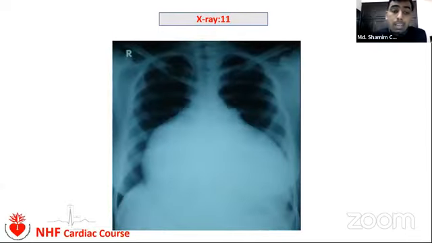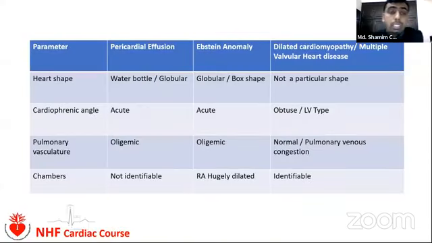Now, this is a similar X-ray with oligemic lung field, clear margins, cardiomegaly, and a globular or box-shaped heart. The probability is Ebstein anomaly or pericardial effusion, with least possibility of multiple valvular heart disease or cardiomyopathy. Now, how can we differentiate between pericardial effusion, Ebstein anomaly, and dilated cardiomyopathy or valvular heart disease by X-ray?